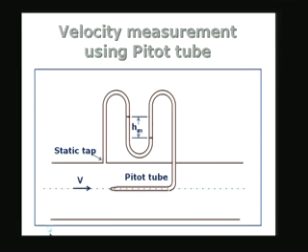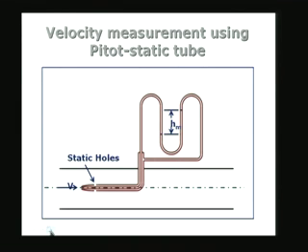In the case of the Pitot-static tube, what we do is we combine the two on the same probe. We combine the static tap or the static hole as well as the stagnation hole on the same probe. In the case of the Pitot tube, it is separate: the stagnation hole is different, and the static hole is on the periphery of the tube. In the case of the Pitot-static tube, both the stagnation as well as the static holes are present in the probe itself.